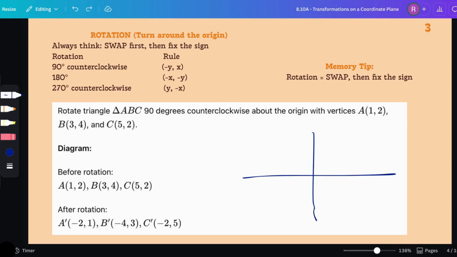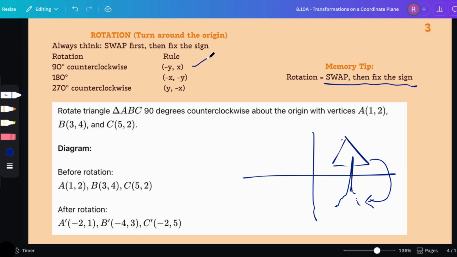But if you are rotating 90 degrees, what you have to take note of is that for rotation, you swap, then you fix the sign. The first thing is to swap, then fix the sign. So what does this mean? Let's say we have a triangle here and we want to rotate it 90 degrees. It will rotate and land here. When it lands here, y will become negative, obviously, while x will still remain positive. So this is what it means.